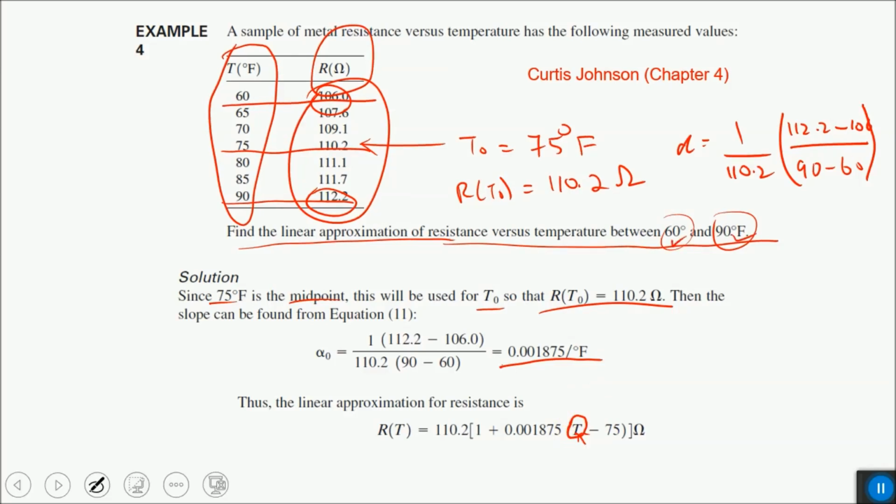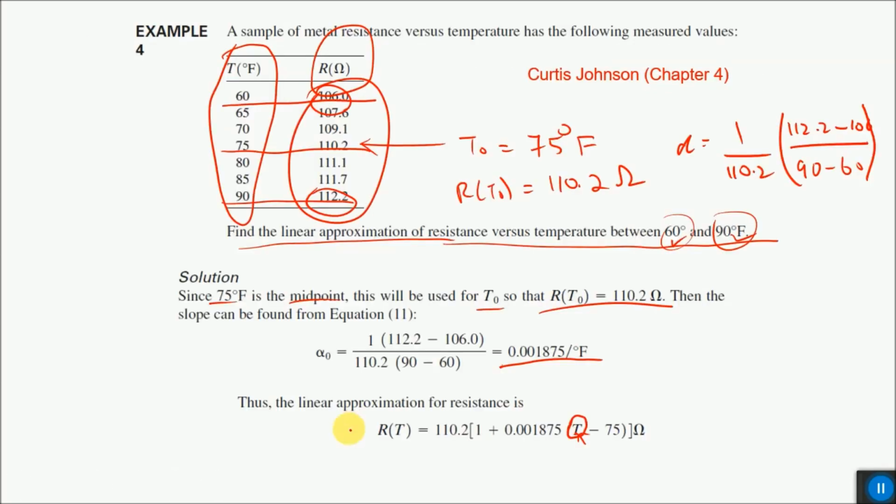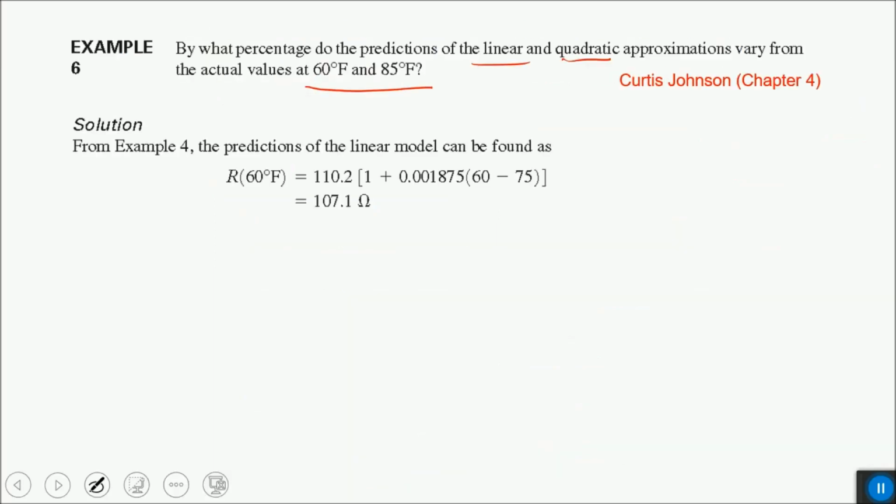So in this second example, we are asked by what percentage do the predictions of linear and quadratic approximations vary from the actual values at 60 and 85 degrees Fahrenheit. We have already developed this relationship: RT is equal to 110.2 into something, as a linear approximation of this table.